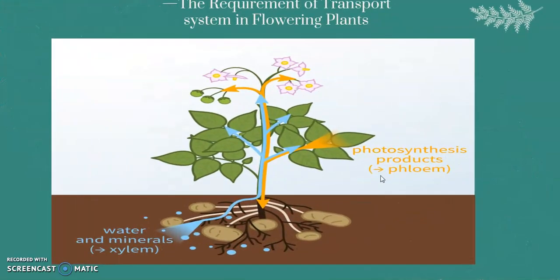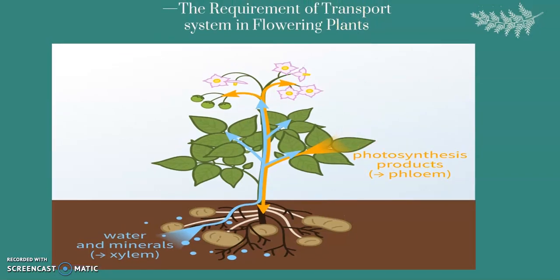In this chapter, first of all, we are going to discuss the requirements of transport system in flowering plants. Why must the transport system be there in plants? As you can see in this diagram, the water along with minerals, actually the minerals are mostly dissolved in the water, are transported by xylem from the roots to the aerial parts, or the parts which are exposed to air or above the ground.